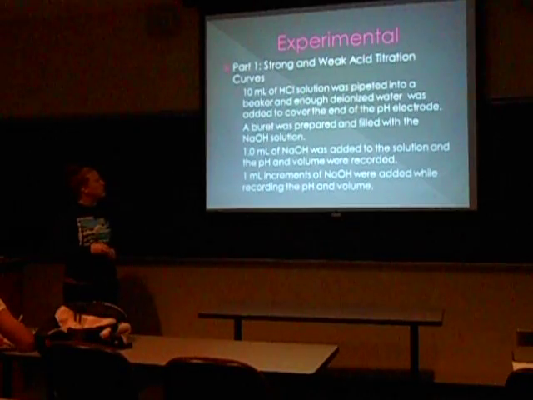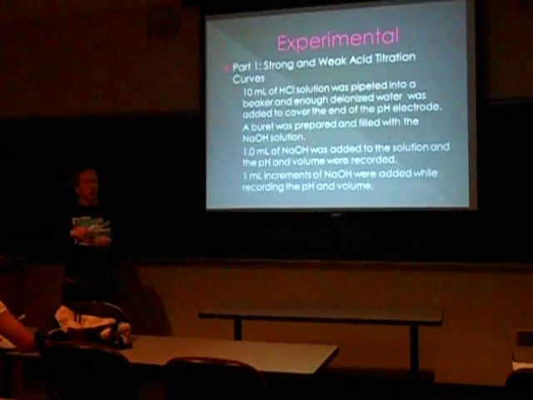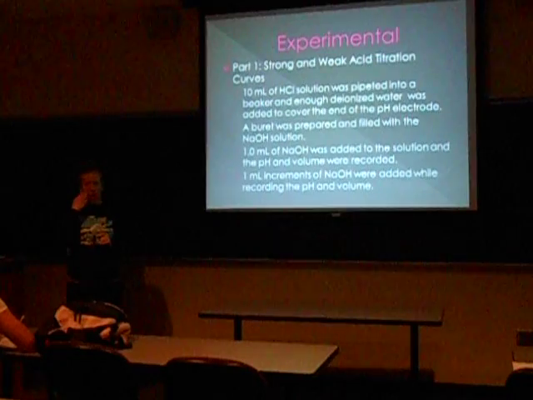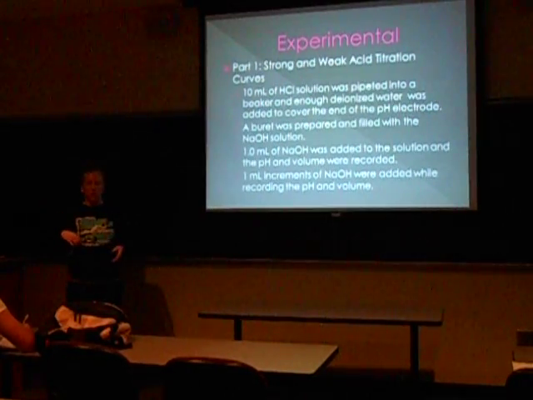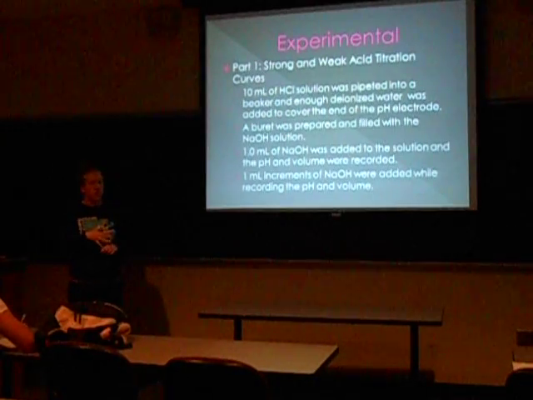For the experiment, 10 milliliters of hydrochloric acid was pipetted into a beaker with enough deionized water to cover the pH probe, so it covered the top of it so you could accurately measure the pH. And then a burette was prepared and filled with NaOH solution. First we rinsed it with tap water, and then you would rinse it with deionized water, distilled water, and then rinse it with NaOH, so that was the only thing covered in the inside of the burette, so your solution wasn't contaminated. And then fill it, in this case we filled it to 0 to start the titration.